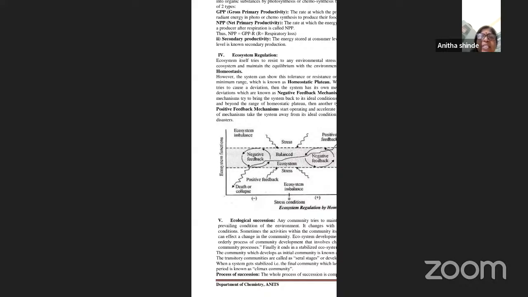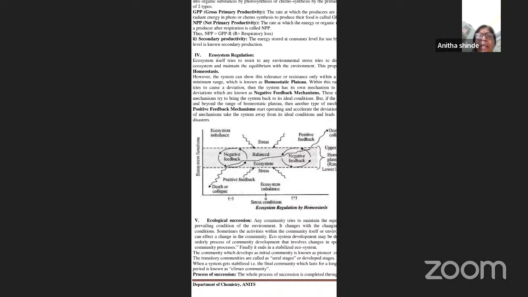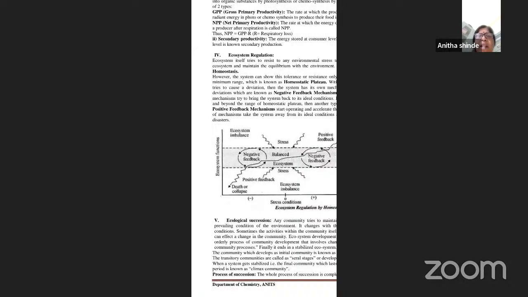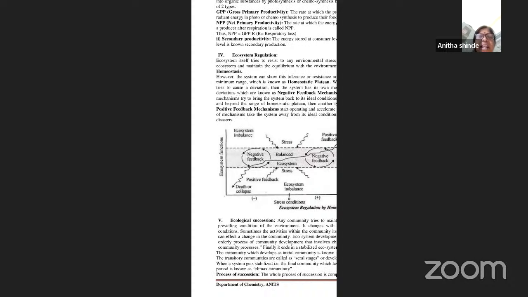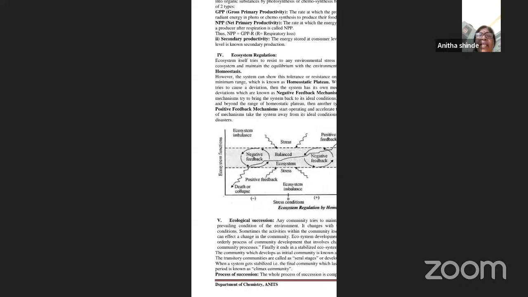Next is ecological succession. Any community tries to maintain equilibrium with the prevailing condition of the environment. You all know it changes with the changing environmental conditions. Sometimes the activities within the community itself or the environmental changes can affect a change in the community. It will affect the change only to a certain extent. Any community will try to maintain itself, but sometimes the activities within the community itself or the environmental changes can affect a change in the community.